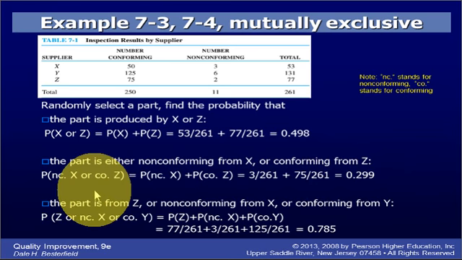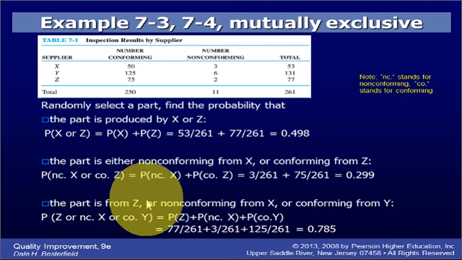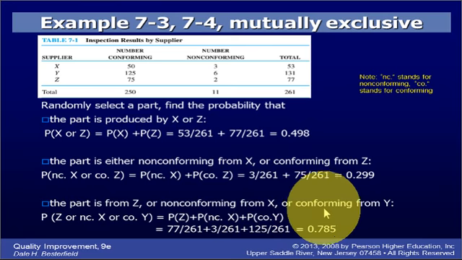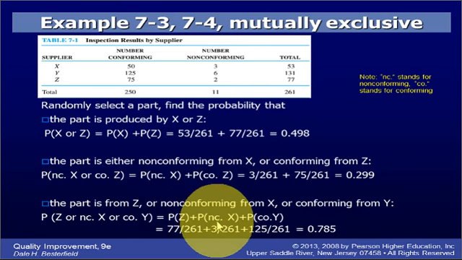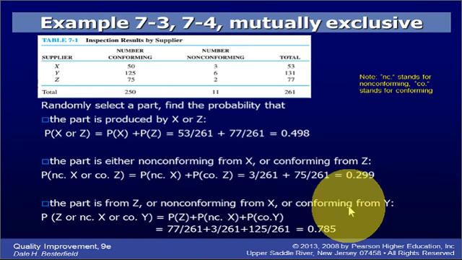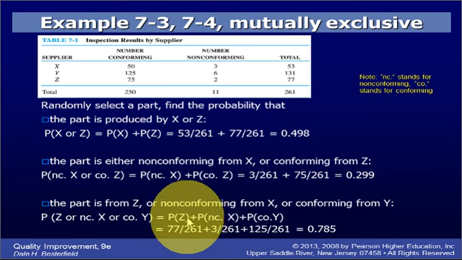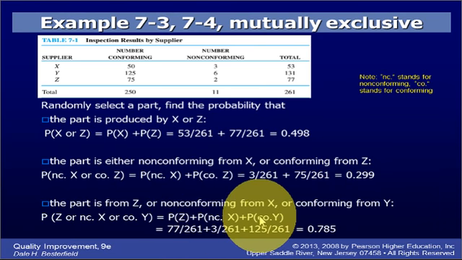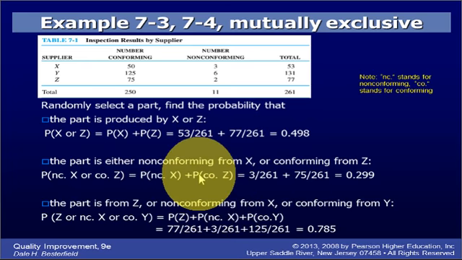The third question asks that if the part is from Z, or non-conforming from X, or conforming from Y. So here are 3 events, right? From Z, non-conforming from X, or conforming from Y, and we can tell that they are mutually exclusive. So whenever one of these 3 events occurs, then I can tell that the other 2 events will not occur. So I can just sum up their respective probabilities. And you can work out this problem similarly to the second one.